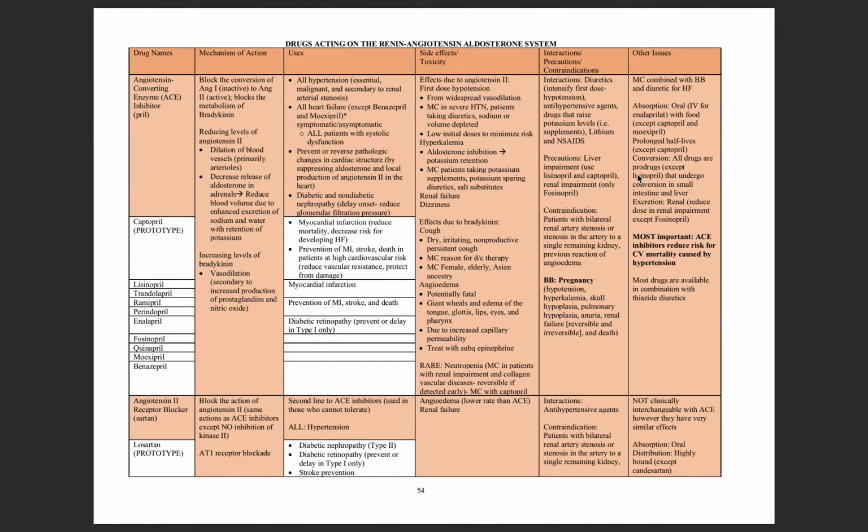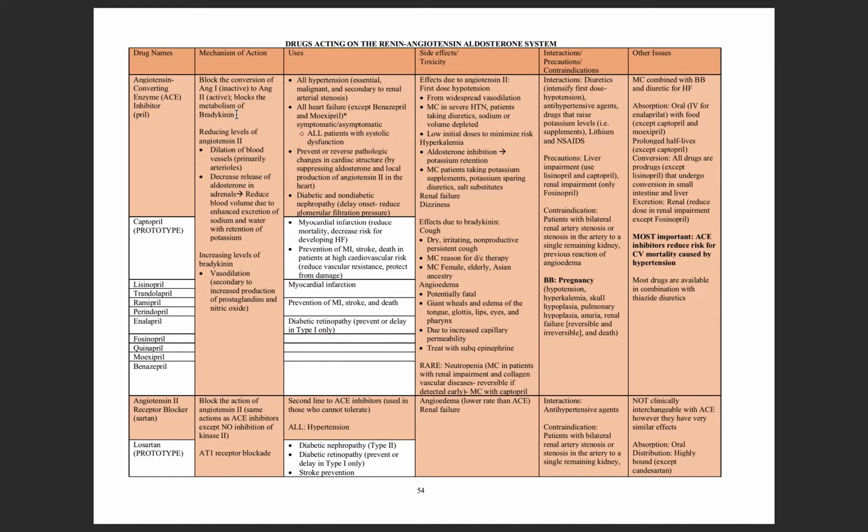Starting with the most important set of drugs in this class, ACE inhibitors, angiotensin converting enzyme inhibitors. These are drugs that end in pril, and although captopril is considered the prototype, lisinopril and enalapril are probably the most commonly used in clinic. Now these are going to block the conversion once again of angiotensin 1 to angiotensin 2, but they have the additional side effect of blocking the metabolism of bradykinin, which will increase the level of bradykinin.